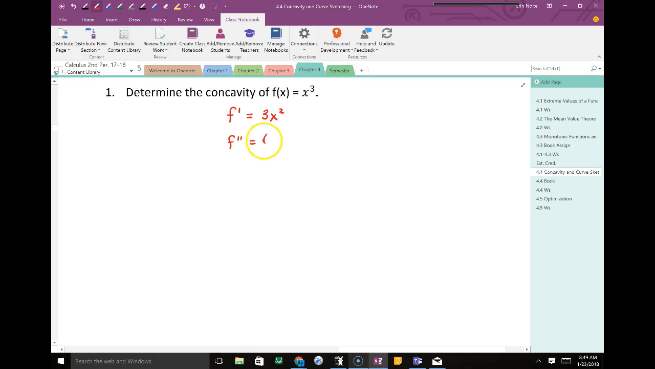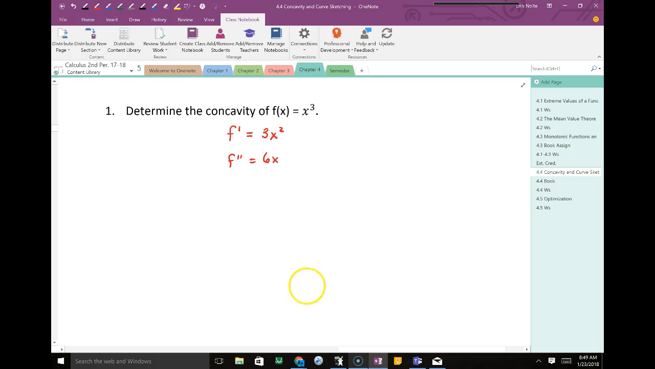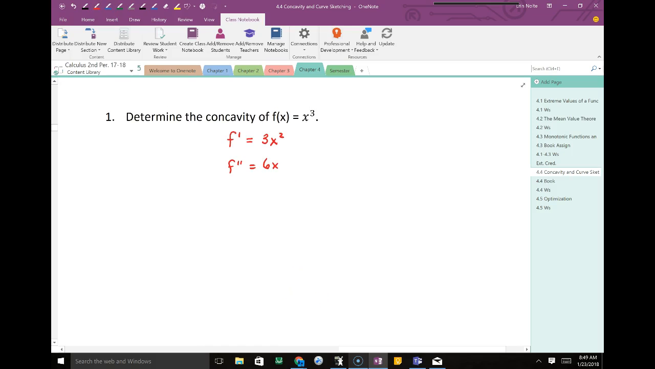6x. To find my critical values for concavity, I'm going to set it equal to 0, just like I did for increasing and decreasing intervals, and that will help me find my critical values. Would you agree that my critical number would be 0? Again, I'm going to use a number line test, just like when I was finding increasing and decreasing intervals, and do the same exact thing.